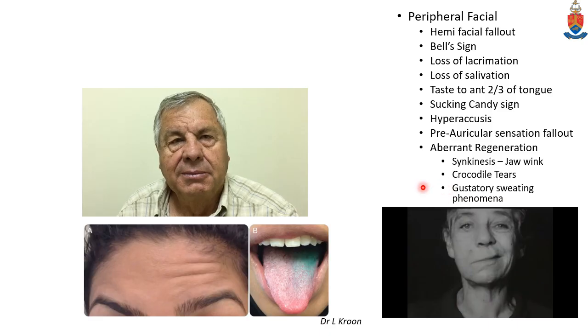That's when you start smelling good food, and it goes all the way to a completely different organ and innervates the sebaceous glands in the face, and therefore you start sweating on that side of the face.